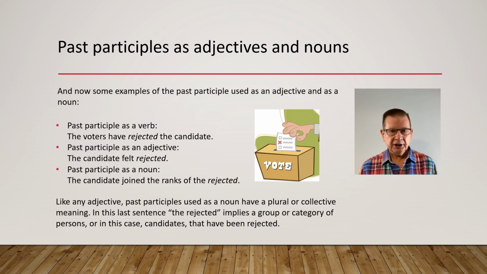Like any adjective, past participles used as a noun have a plural or collective meaning. In this last sentence, the rejected implies a group or category of persons, or in this case, candidates that have been rejected.